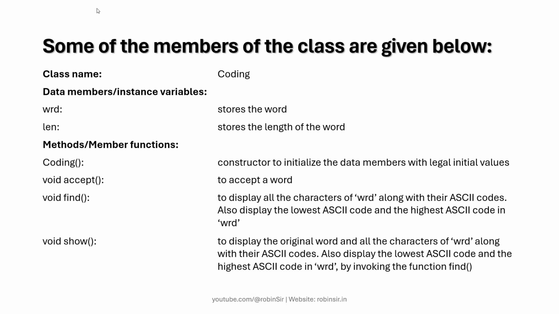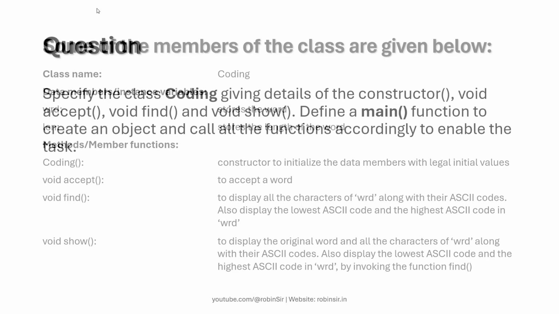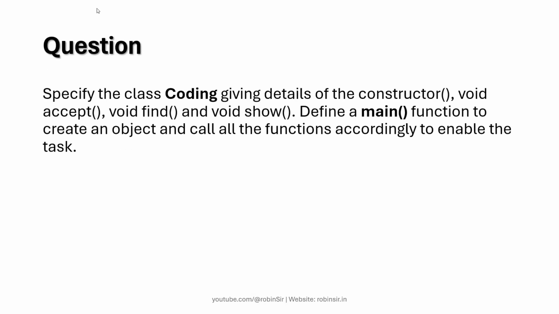We have a non-parameterized constructor to initialize the data members, void accept to accept the word from the user, void find to display all the characters of the word along with their ASCII codes, also display the lowest and the highest ASCII code in the word. Void show to display the original word and all the characters of the word along with their ASCII codes, also display the lowest and the highest ASCII code in the word by invoking the function find. And we also need to define the main function to create an object and call the functions accordingly to enable the task. So that's the question.